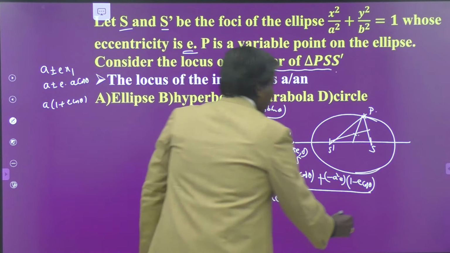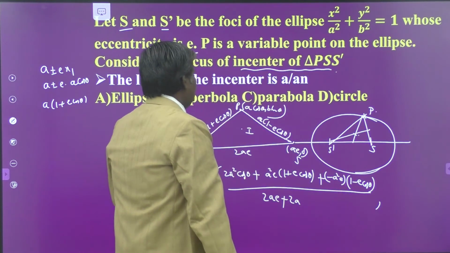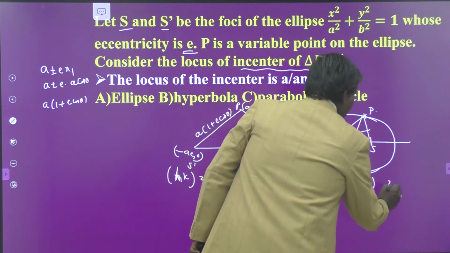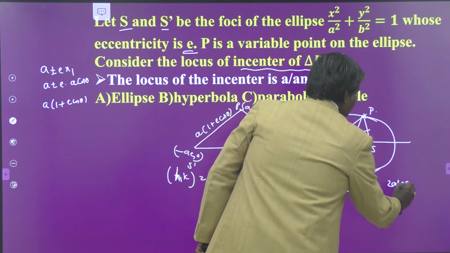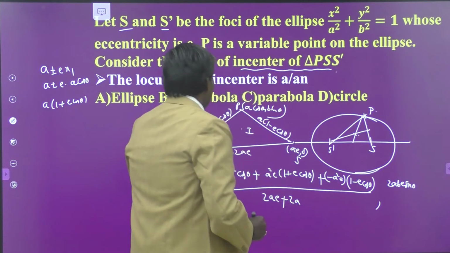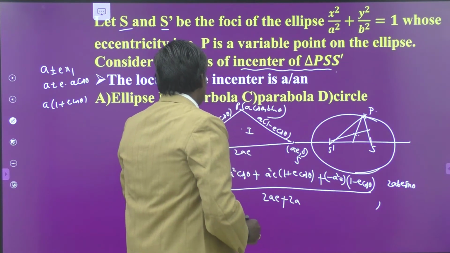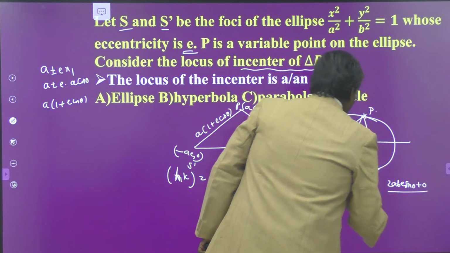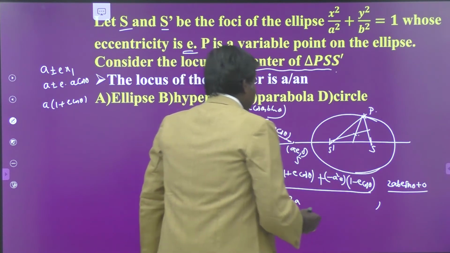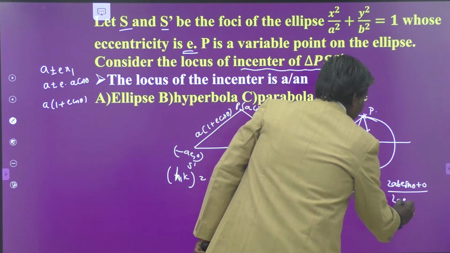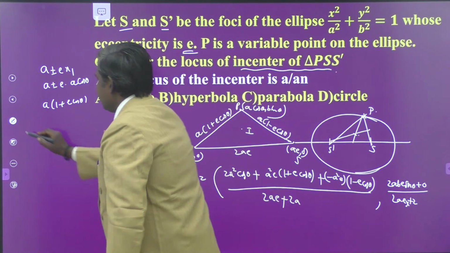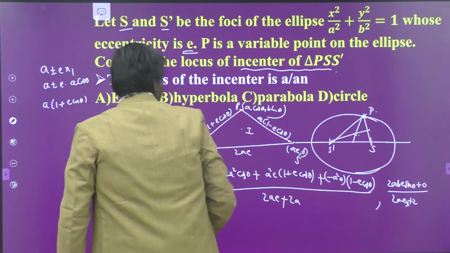This is the entire x coordinate, and the y coordinate is 2abe sin theta plus 0 into something, 0 into something, entirely plus 0, whole divided by 2ae plus 2a.